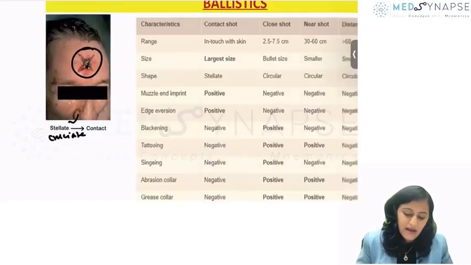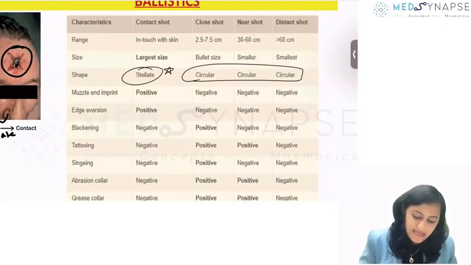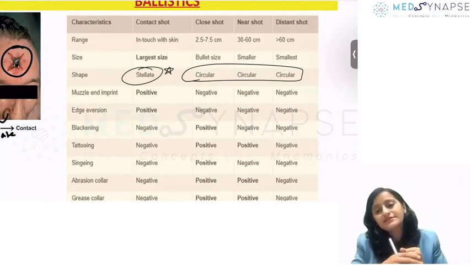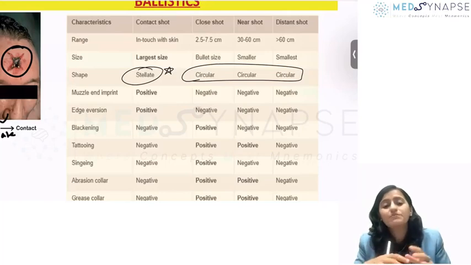The rest of them are circular. Only this one is stellate, that is the contact. Okay, that is the contact. Now, which is the one which has everything present? It has SBT or BBT all present. What range wound has all present?